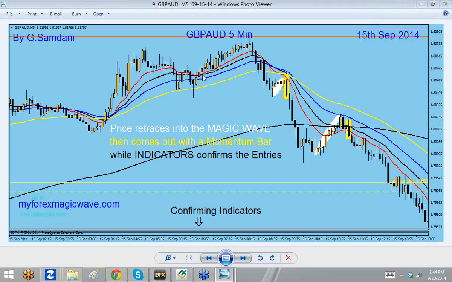Okay, so let me show you a few setups, what this Magic Wave setup looks like and how it works. This is starting from Monday, September 15, on a pound USD 5-minute chart. You can see it's a turning point from the highs.